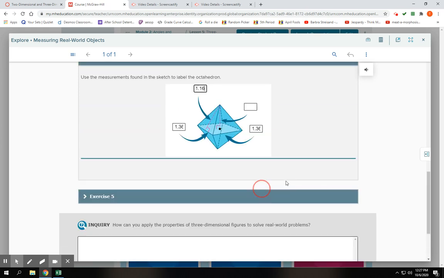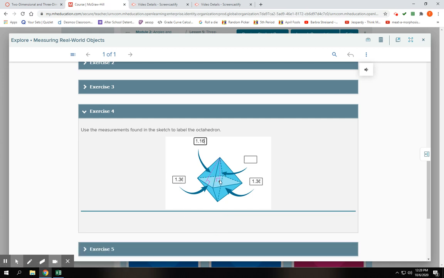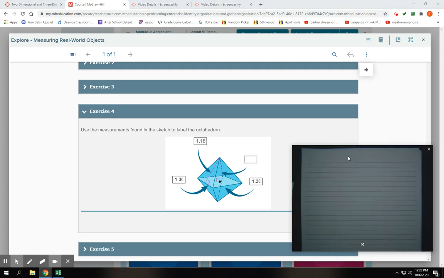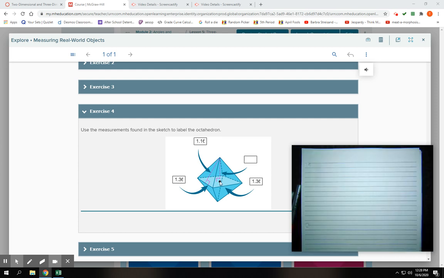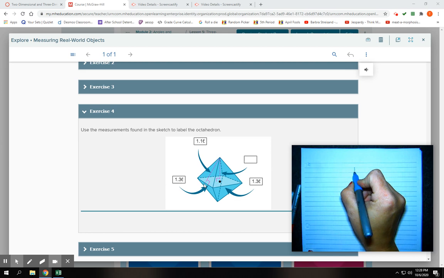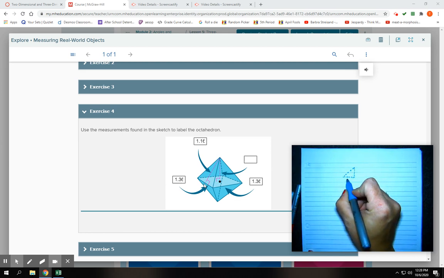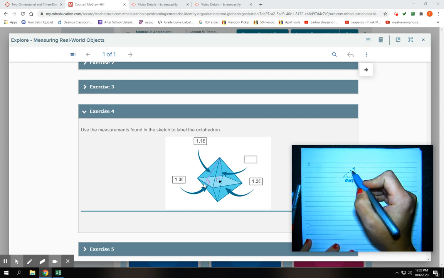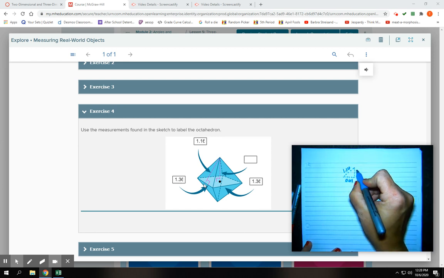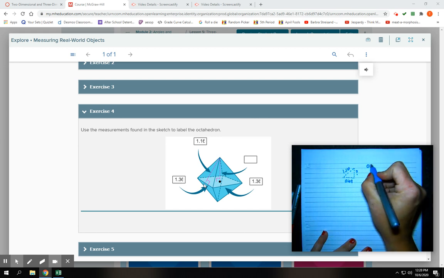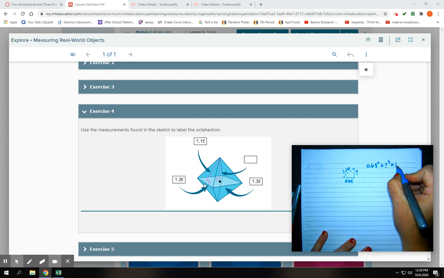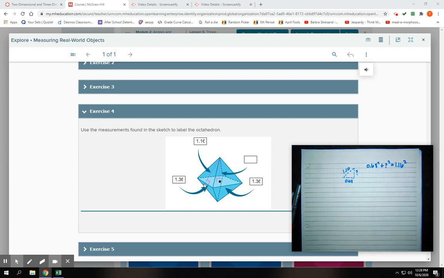Whoa, go back. And then this height here, they didn't give to us specifically, but if we know that this entire distance is 1.36, and we know that from this point to the edge is going to be half of that. So this is going to be 0.68. We know that this is 1.16, so we can figure out this missing piece here, because 0.68 squared plus the question mark squared has to equal 1.16 squared by way of the Pythagorean theorem.